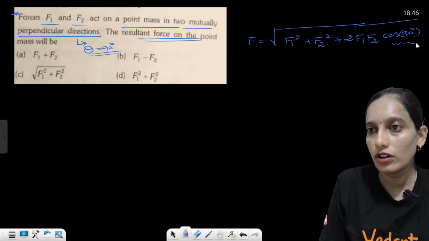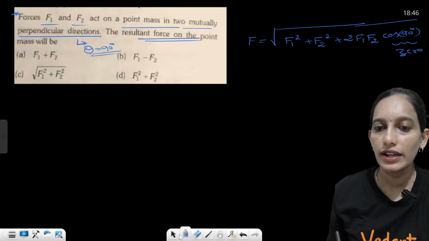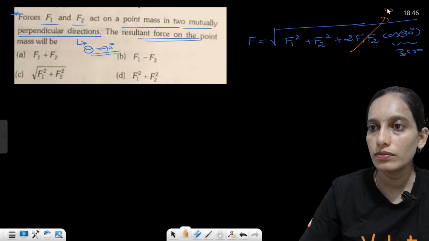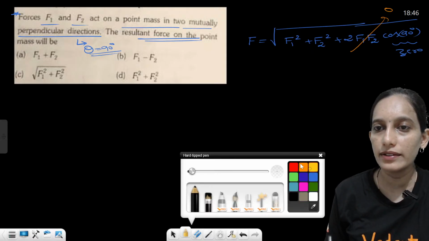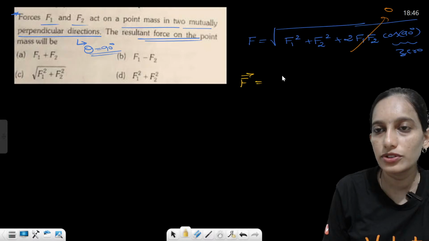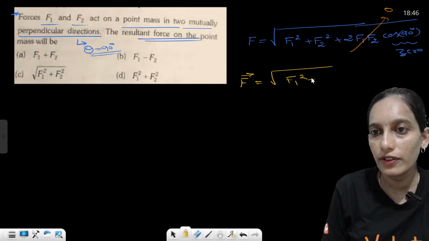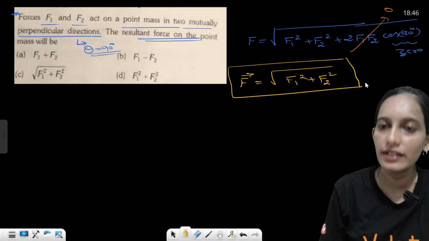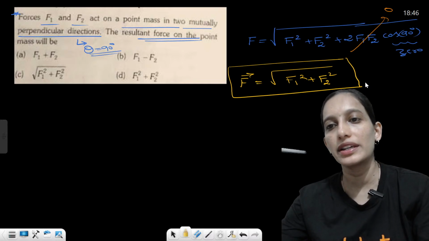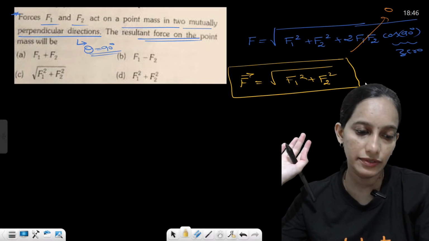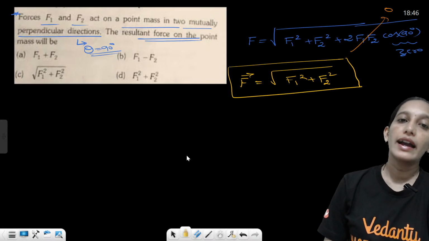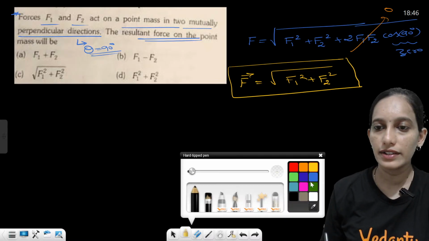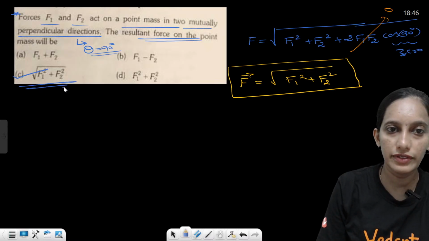What is the value of cos 90? 0, correct? So ಏನು ಹೇಳ್ಬೋದಾಗ this whole term goes to 0. So remaining ಏನು ಉಳಿತು ನಮಗೆ? F is equals to root of F1 square plus F2 square. So please remember, perpendicular ಇದ್ರೆ resultant ಗೆ ನೀವು ಮತ್ತೆ ಫಾರ್ಮುಲಾ ಹಾಕ್ತಾ ಕೂರ್ಬೇಡಿ. Take square root of F1 square plus F2 square whenever the angle between two vectors is 90 degree. So option C is the correct answer. Hope it is clear to everyone.